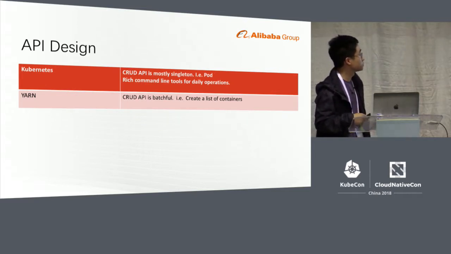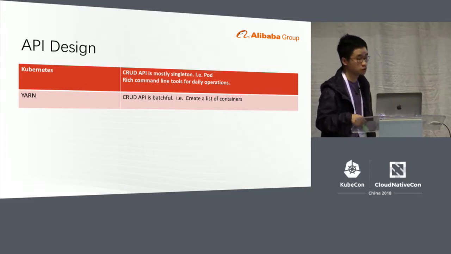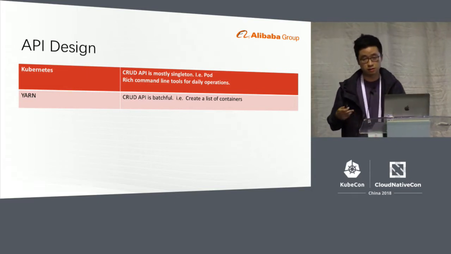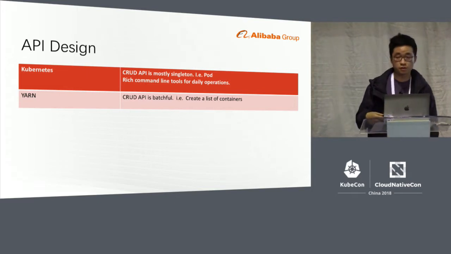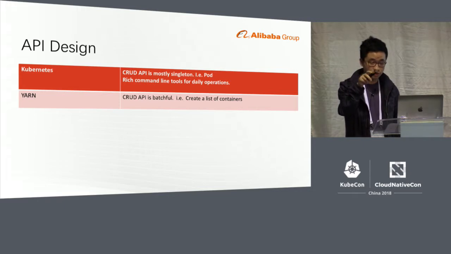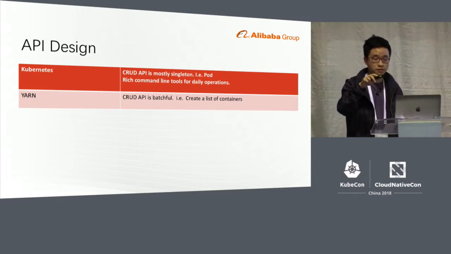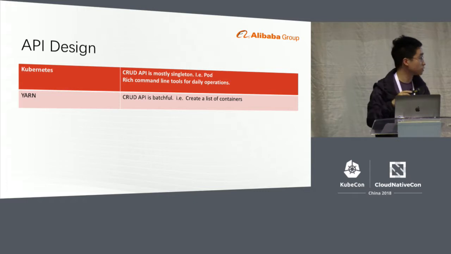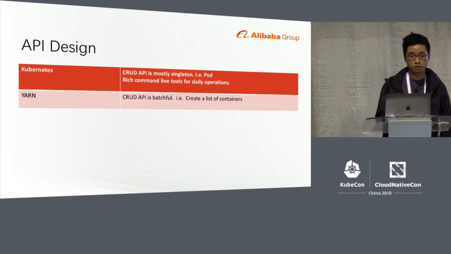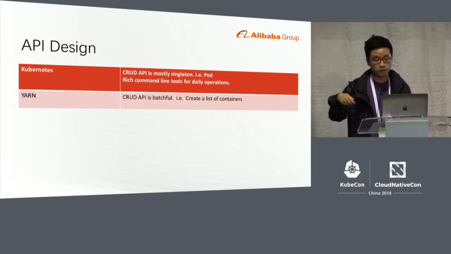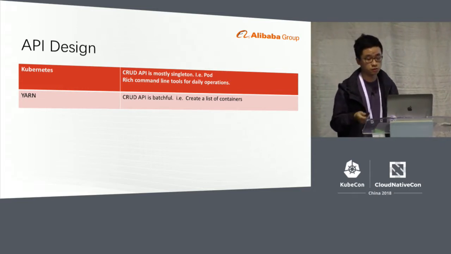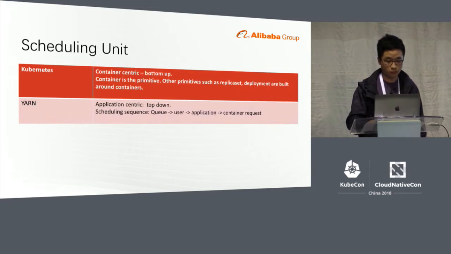For Kubernetes, I think the API is targeting pods. This pod is a single execution. But YARN is designed for batch. For example, my request is that I would like 20 or many containers rather than a single one. The creation, deletion and other actions are batch actions. So it is more suitable for batch dispatching and scheduling.